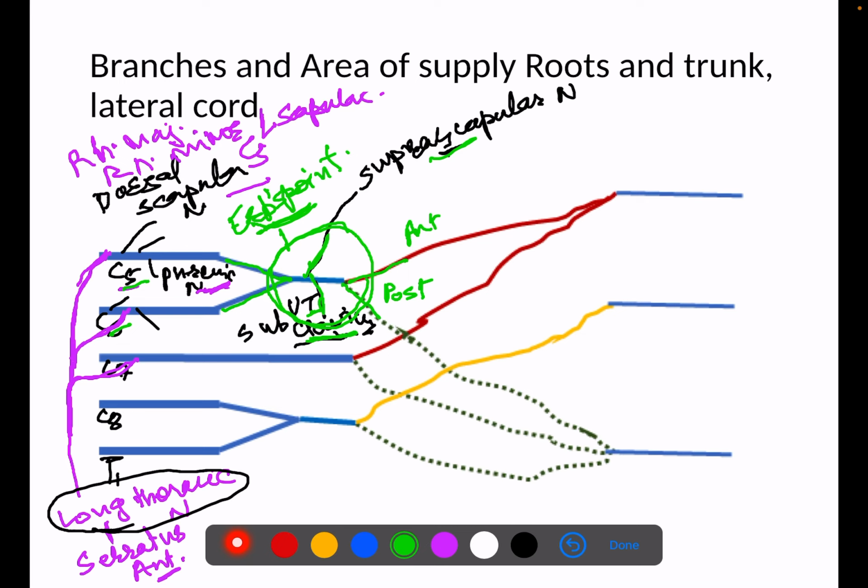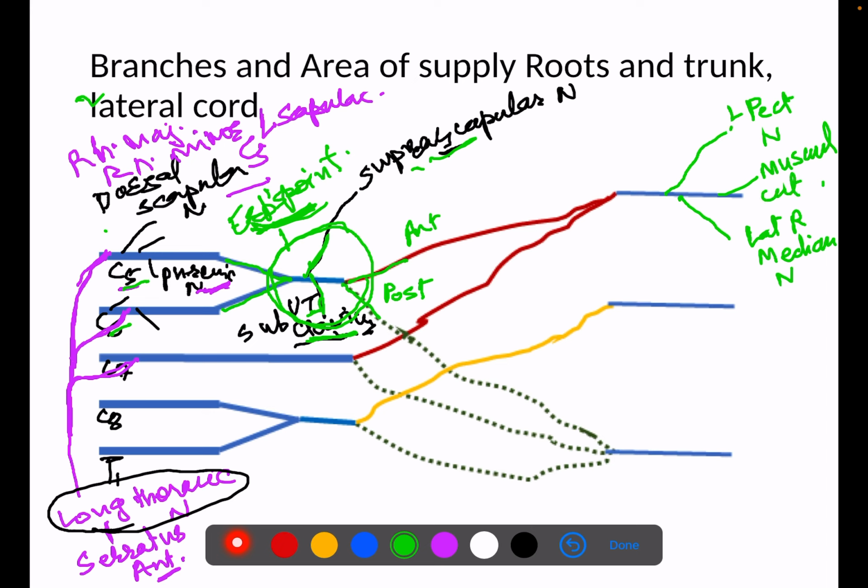Depending on this Erb's point, your core competency 10.6, applied anatomy, we will study. So these are the branches and supply of root and the trunk. Now what about the lateral cord? This lateral cord gives 3 branches. What are these? The lateral pectoral nerve, then the lateral root of median nerve, this is median nerve, and musculocutaneous nerve.